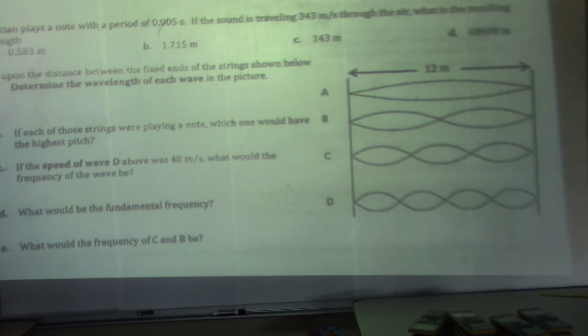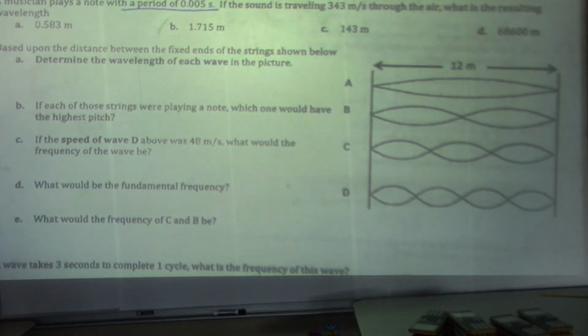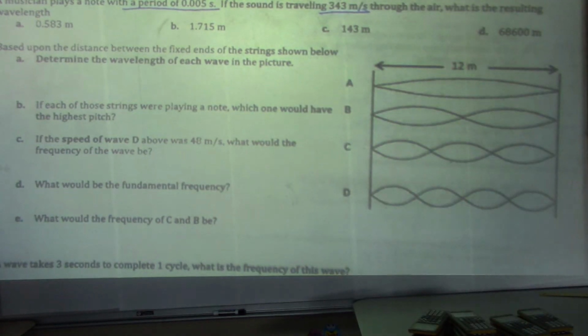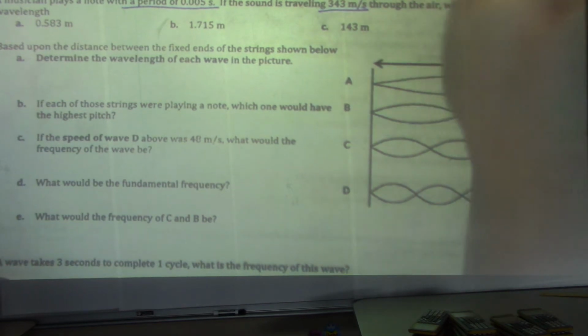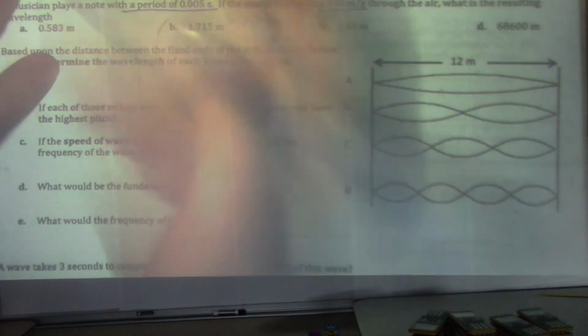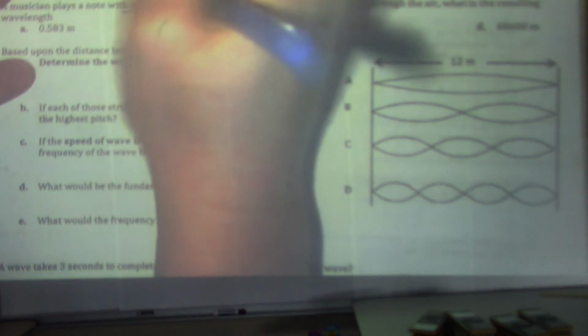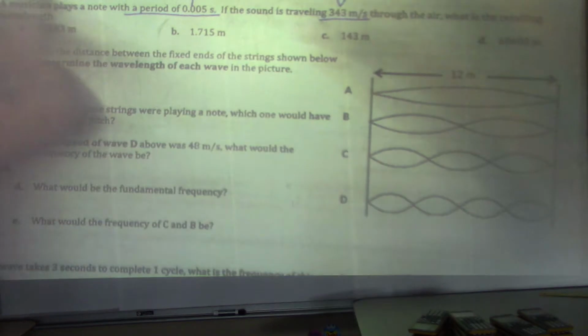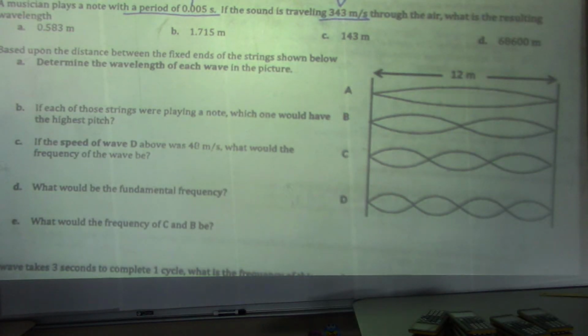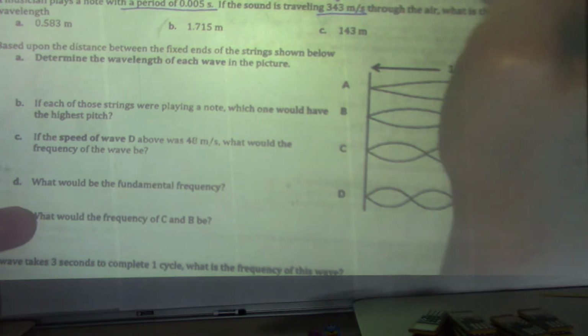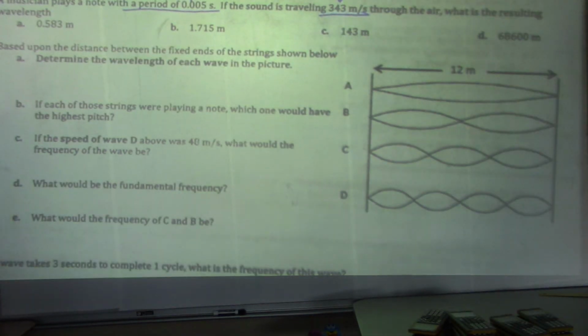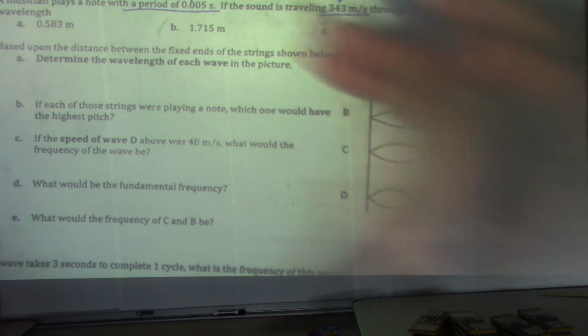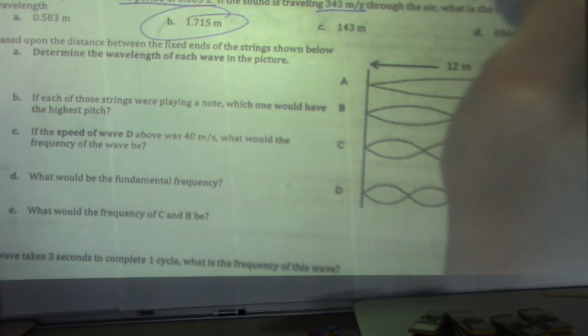The musician plays a note with a period of 0.005 seconds. If this is the sound speed traveling through air, what is the resulting wavelength? So I want to use v equals f wavelength. I know my velocity is 343. I'm looking for wavelength, but I need to know what my frequency is. But if I have period, well, frequency is 1 over period, so frequency is 1 over 0.005, so that gives me a frequency of 200. And now we just say 343 divided by the 200, and that's going to give me 1.75 when I divide.